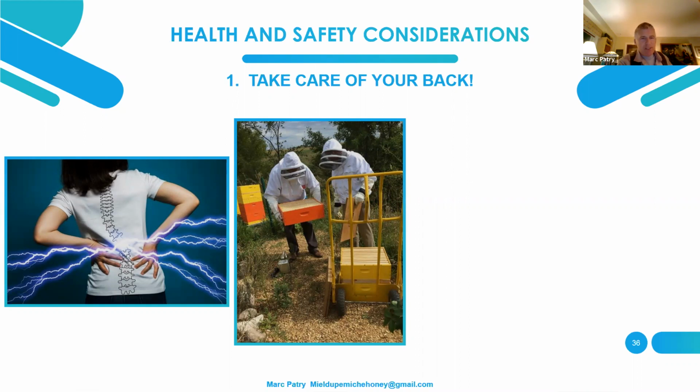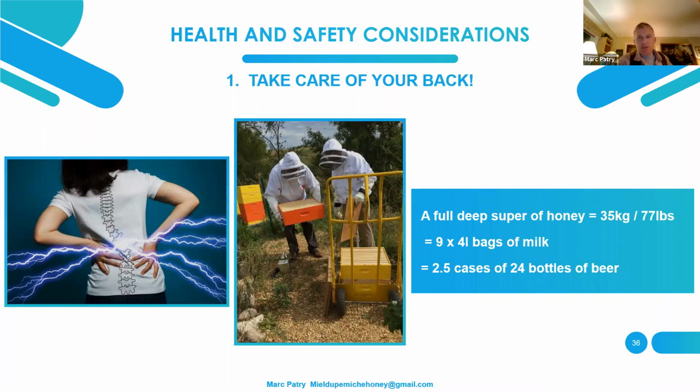So just be careful. You're moving heavy equipment. A full deep super of honey is 35 kilos. That's like nine of those 4-liter bags of milk you buy at the store. Imagine trying to carry nine of those in a box.